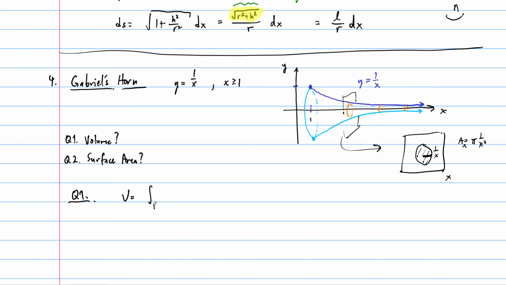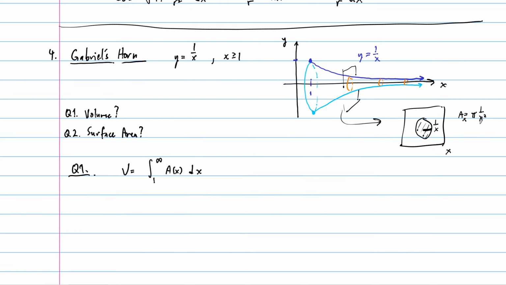It's going to be the integral from 1 to infinity. So we're going to have to treat this like an improper integral, right? Volume from 1 to infinity of this area function times dx, right? We add these all up. The area function we wrote down is pi over x squared. So this is integral from 1 to infinity of pi over x squared dx.